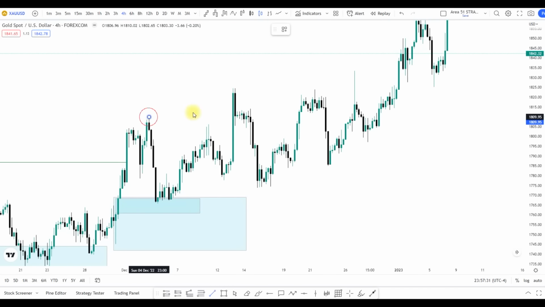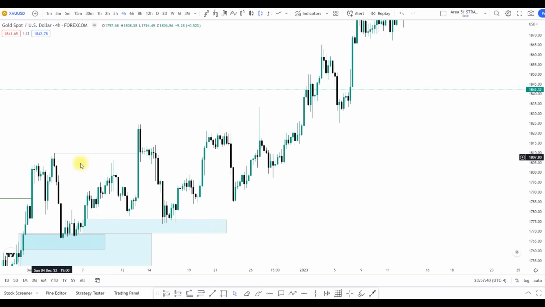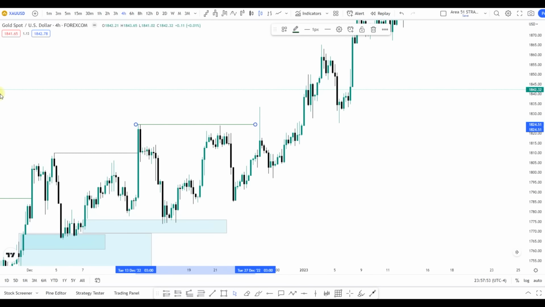Again, we have another break of structure, my friends. Once we get that break of structure, here we have another demand zone before the break of this structure. All right, and then again we have another break of structure here. Once we get that break of structure, it was a little bit of liquidity grab. Market started grabbing all this liquidity that was sitting here.